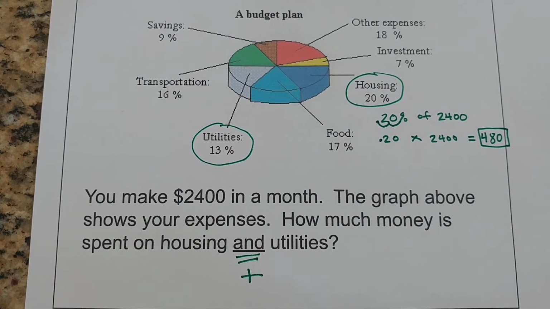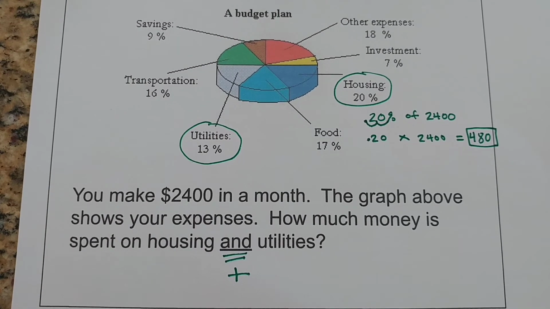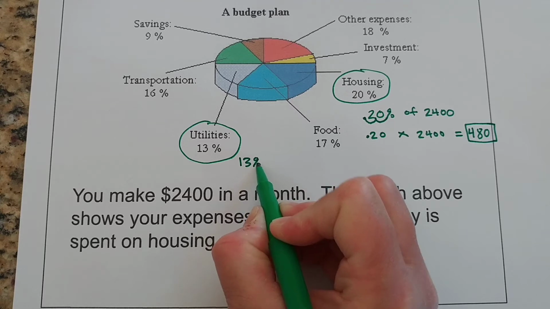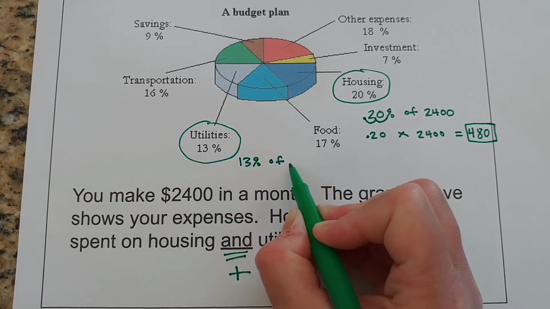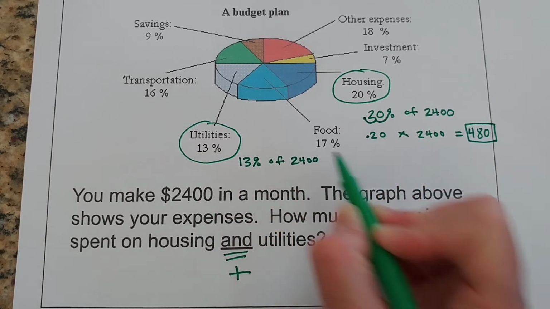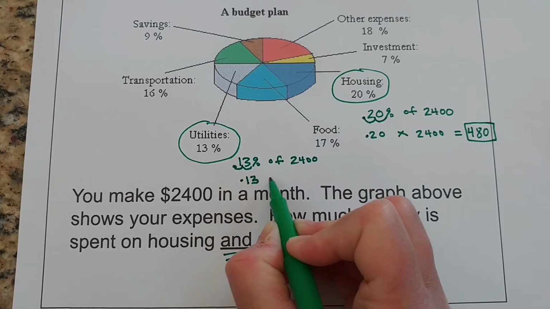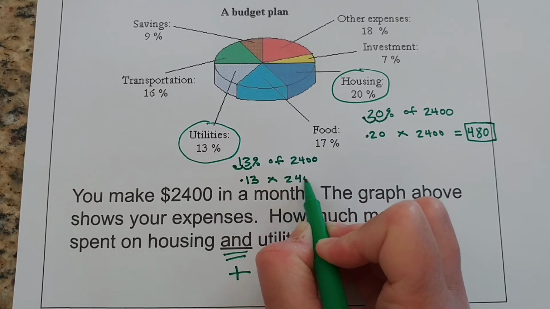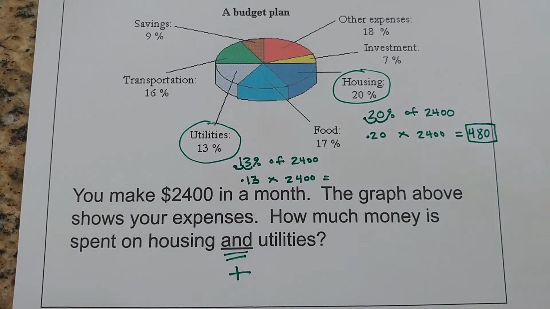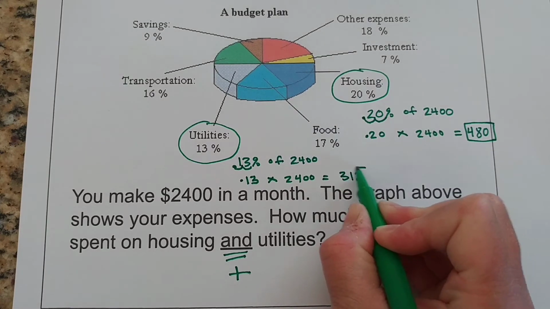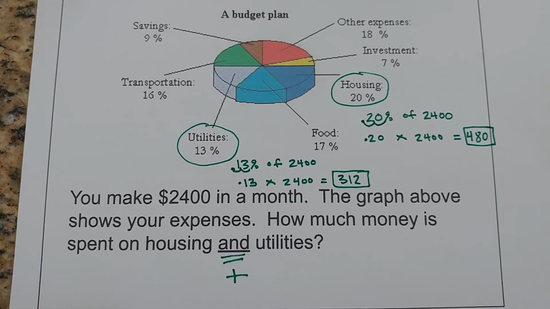Then let's find utilities. 13% of our total budget is spent on utilities. So let's find what is 13% of all of our money, $2,400. So we're going to back it up. 0.13 times 2,400. My calculator says 312. That's the amount of money that's spent on utilities.